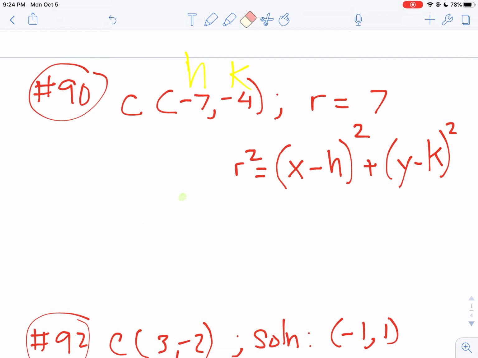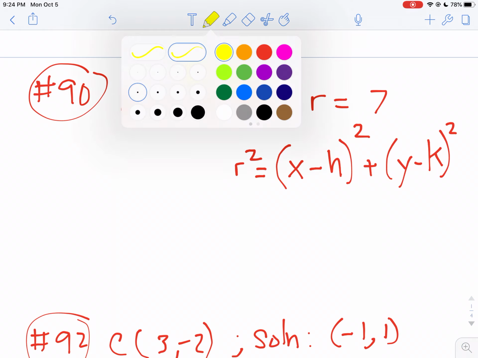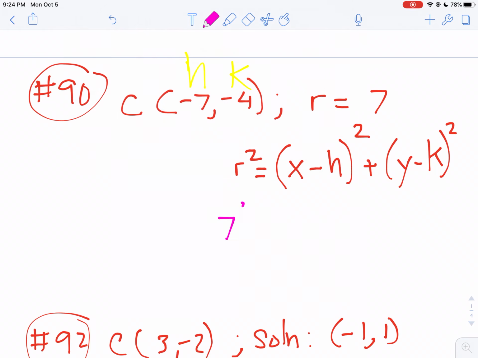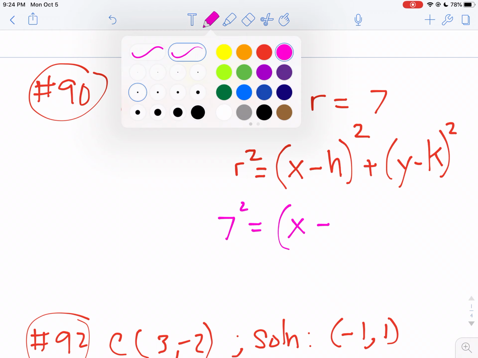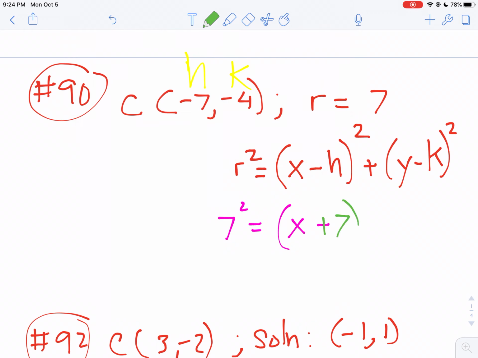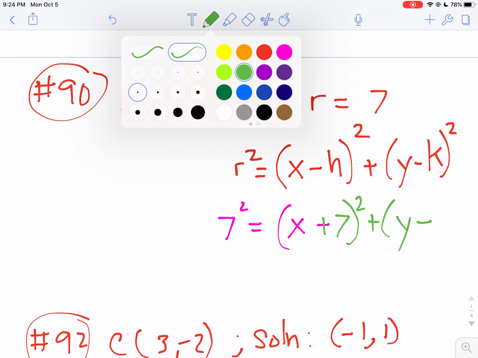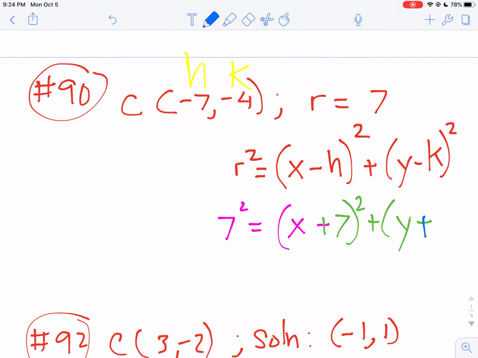All right. So here I'm going to do the problem. I'm going to put my h k in there. I know my r is 7. I'm going to just do the substitution. X, I don't know what x is. My h is negative 7, so be careful. It becomes positive 7 here. Plus my y is just a variable. And then minus my k, which is negative 4. So again, be careful. And I love Notability because you can change these signs.